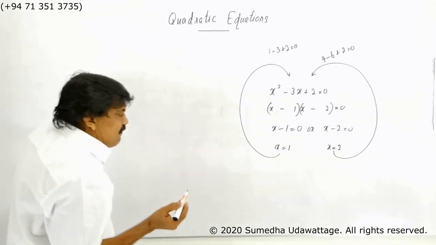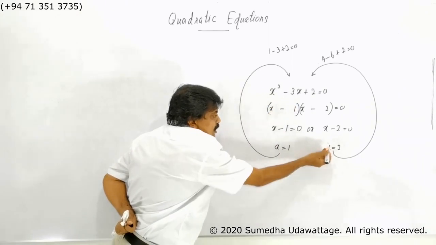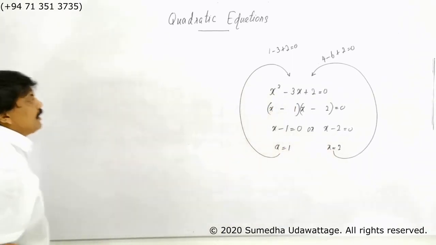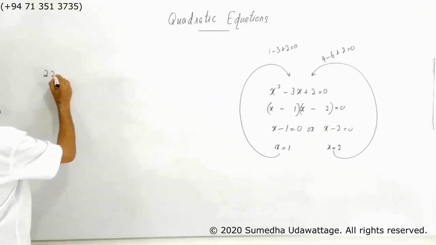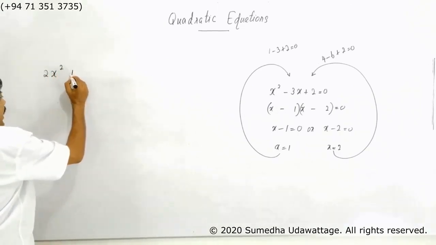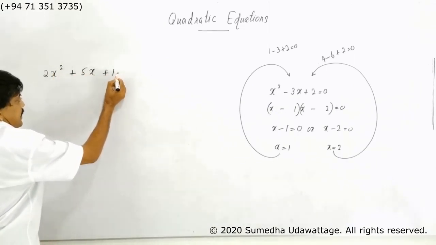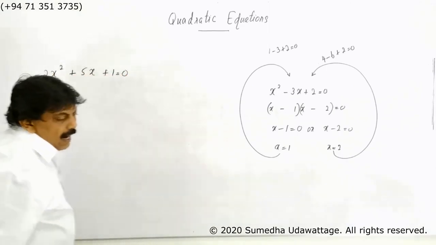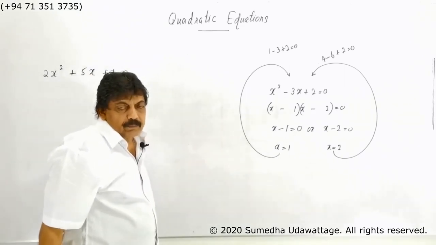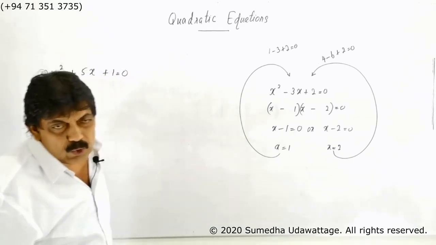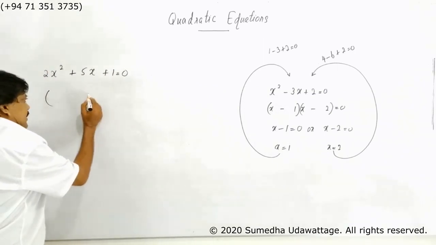Now, when given an equation like this, you can find the roots of the equation. Now say you are given an equation of the form 2x² + 5x + 1 = 0, and you are asked to find the roots. Look here. If you try to, you can't put this into factors.